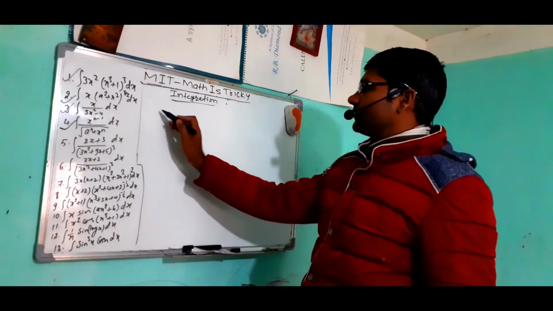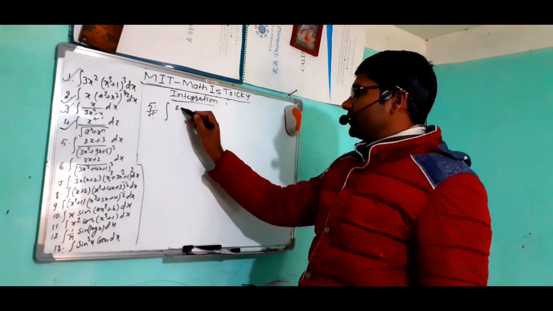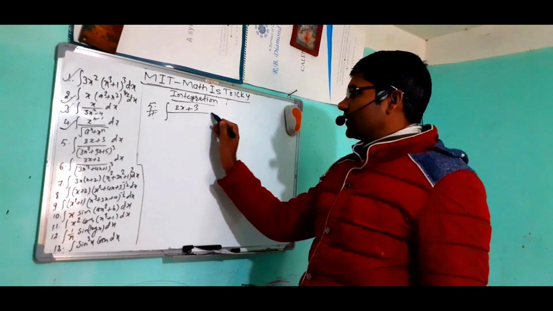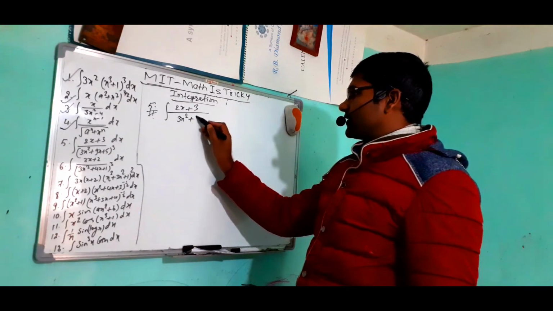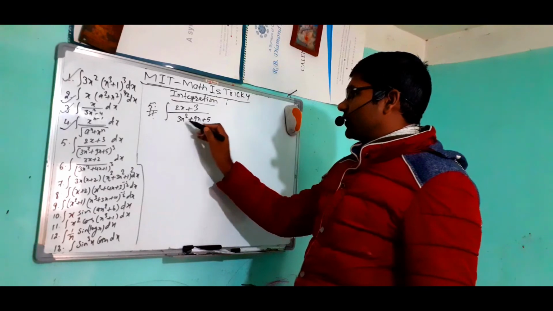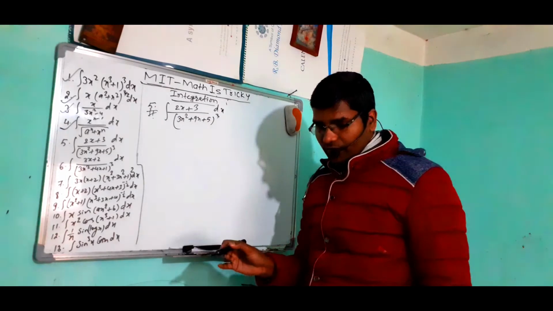Question number 5. See here, number 5. It is 2x plus 3 by 3x square plus 9x plus 5, whole power 3, dx. How can we solve this problem?